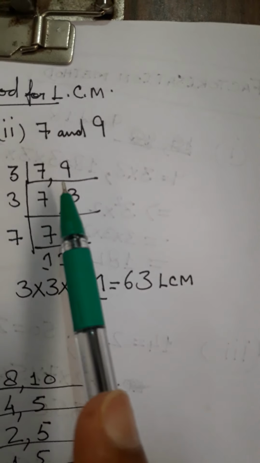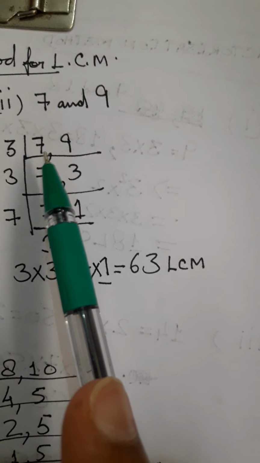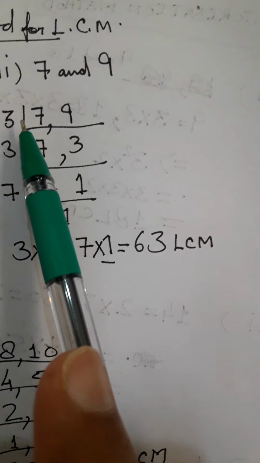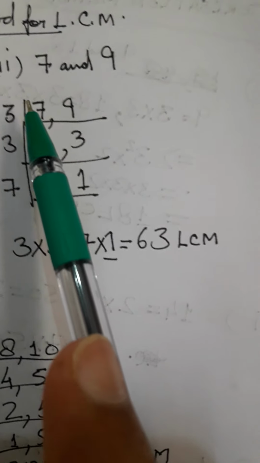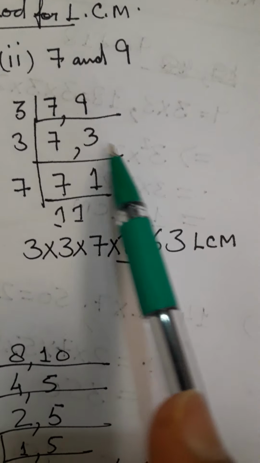7 and 9. So, can any number be divided by 2? No, because none of them is an even number. But 9 definitely can be divided by 3. It's a factor. 3 is a factor of 9. So, 3 3s are 9 and 3 will be here. 7 will come down. 3 1s are 3.